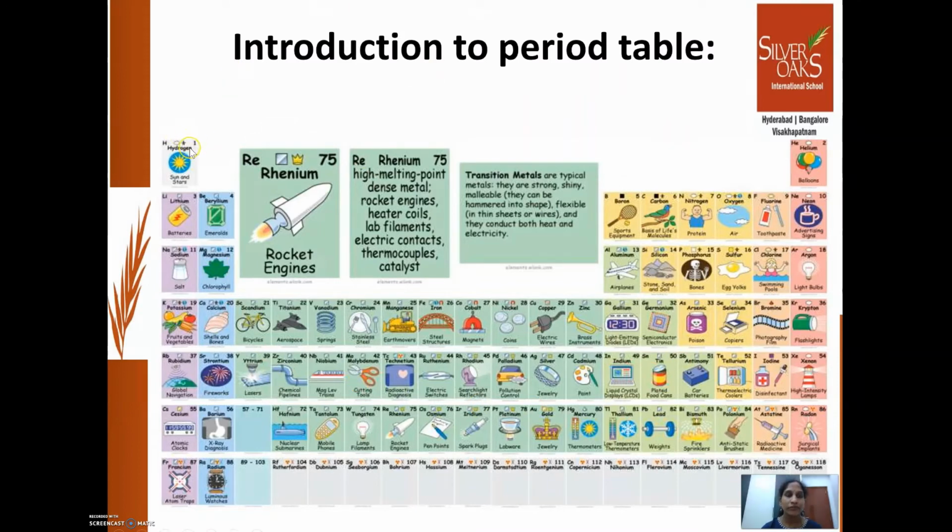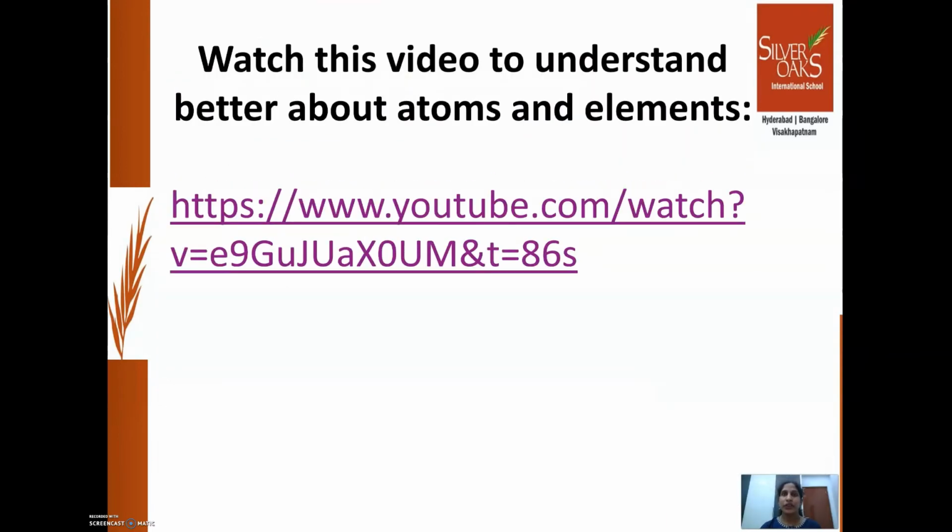Can you see number 1 and 2 here? Yes. So each element has an atomic number based upon the number of protons present inside it. The element which has one proton is the first element and has atomic number 1. The element which has two protons is the second element and its atomic number is 2, and so on till 118th element. I hope you understood to some extent, but I think it becomes easy once you watch this video. So let's watch this video to understand better about atoms and elements.